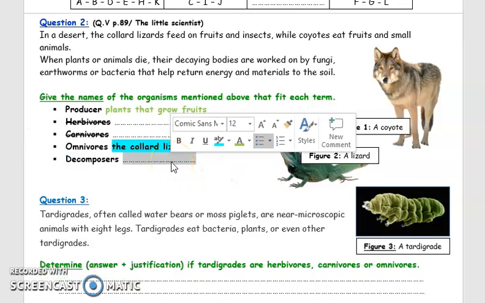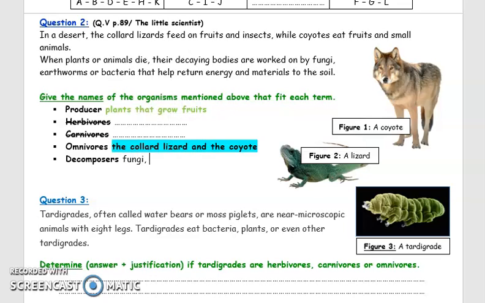Decomposers, they mentioned fungi, earthworms, and bacteria. These organisms are decomposers that decompose dead bodies.